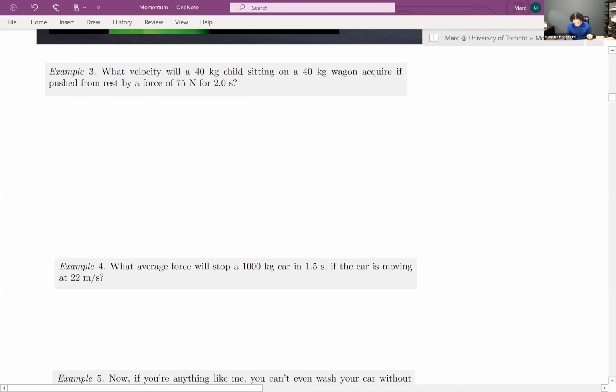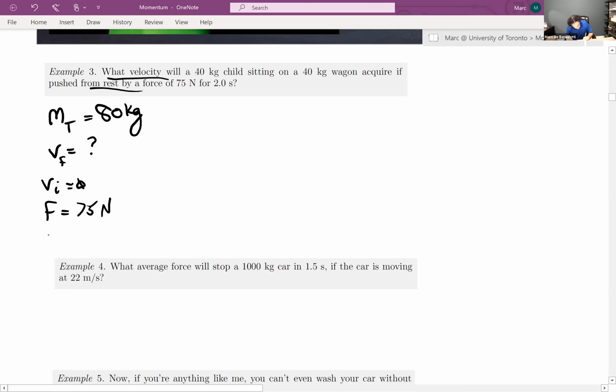A lot of words. Physicists don't like words, so let's just write down the numbers. So 40 kilogram child, 40 kilogram wagon, so the total mass we are dealing with here is 80 kilograms. What velocity? They want to know the final velocity. What else did they give us? From rest, which means the initial velocity is 0, with a force of 75 newtons for a time duration of 2 seconds. Okay, so I think I've transformed all the words. In fact, if you list your unknowns, it's almost as long as the sentence itself, which is kind of hilarious. So we're asked for V final.